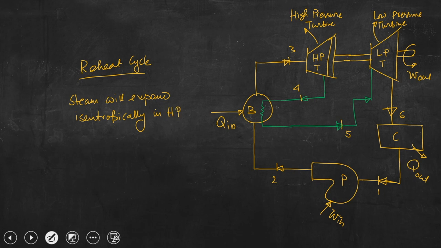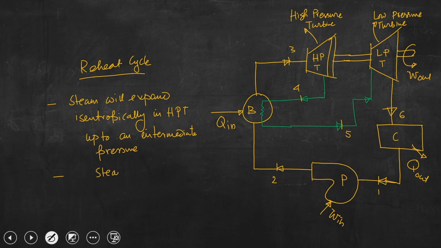This expansion will continue at an intermediate pressure. So, you can understand steam is getting expanded in the high pressure stage turbine, and this expansion process will continue at an intermediate pressure. Steam will expand isentropically in the high pressure stage turbine up to an intermediate pressure. So, this is not the condenser pressure, right.